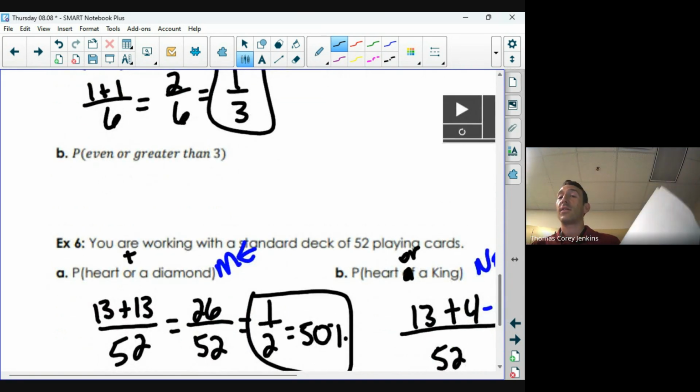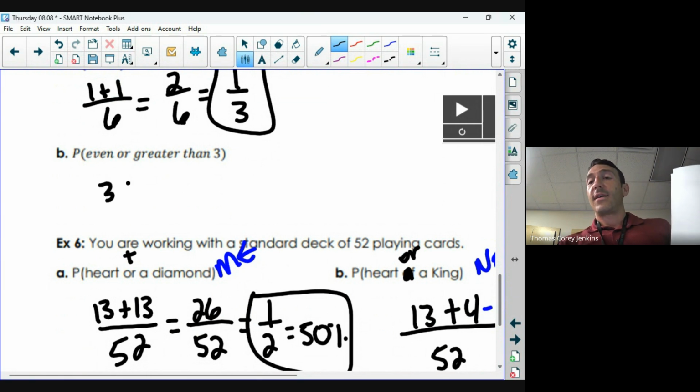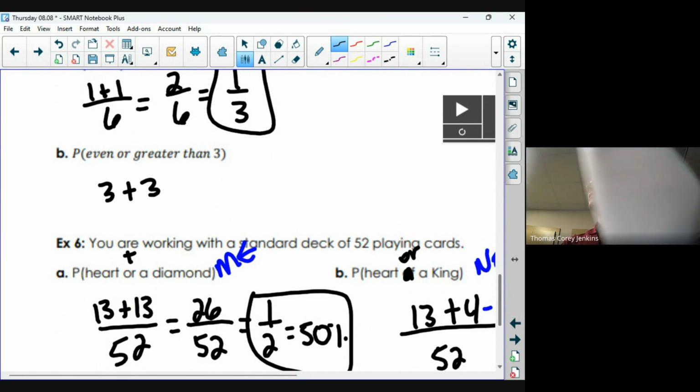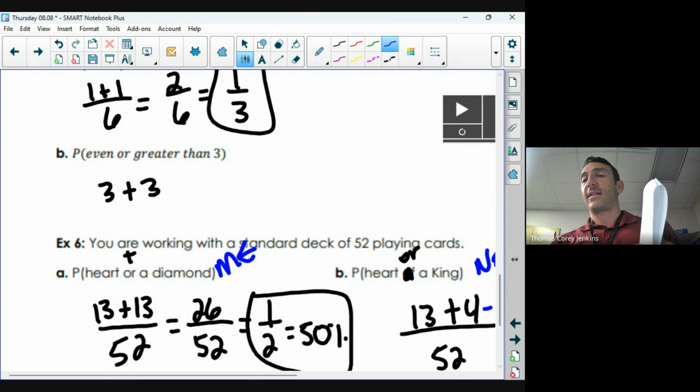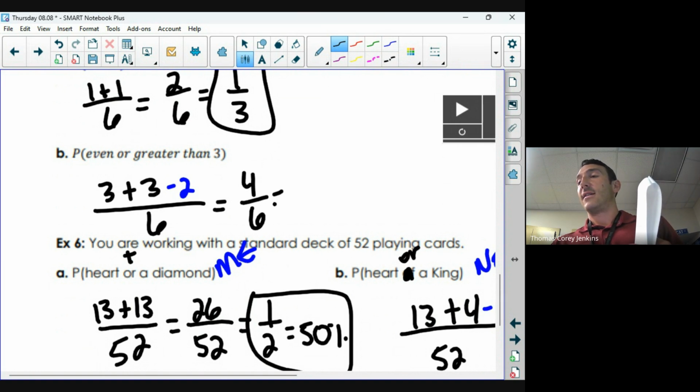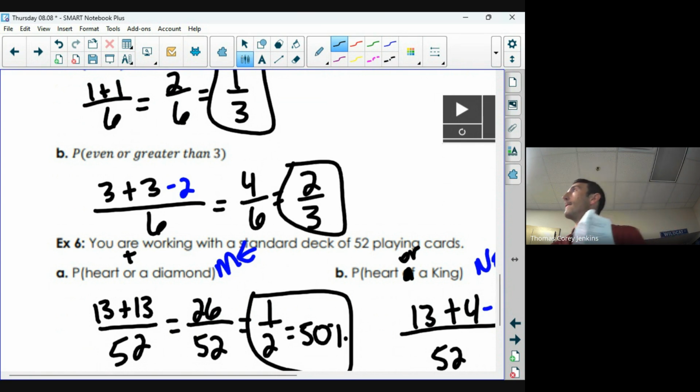B, even or greater than 3. So this would be, there are 3 evens. There are 3 numbers that are greater than 3. Then you think, are there any that we counted twice? How many? Anybody know? We counted 2 twice, right? Because 4 and 6 are in both sets, right? So hopefully that's making sense. So when it's all said and done, we have 4 out of 6, or 2/3. Everybody with me? All right.